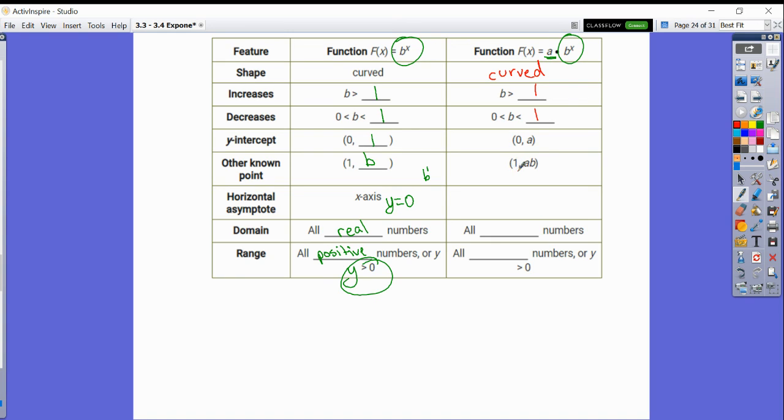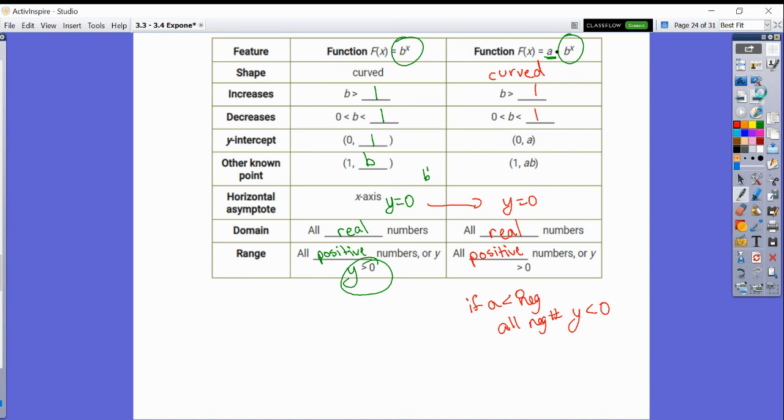And then to find the next point over, I would plug in a 1, so I would get b times a, or ab. The horizontal asymptote is the same, y equals 0, or the x-axis. The domain is the same, all real numbers. And the range is all positive numbers because we have not shifted it up or down. If a is negative, less than 0, then it would be all negative numbers. Y is less than 0, but that's only if a is a negative answer.